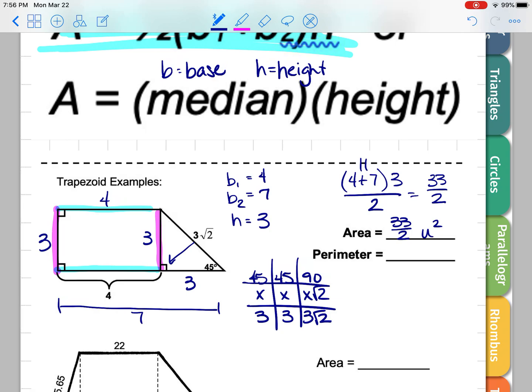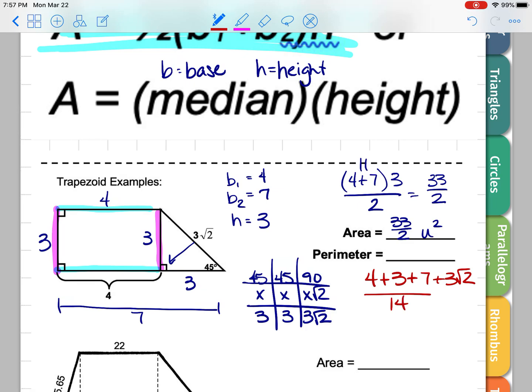And now let's do our perimeter. So again, we have to add our outside pieces. So I'm going to change my colors here. So top is 4, the left is 3, the bottom is 7, and the right side is 3 square root of 2. Well, not all of those are like terms. These 3 are like terms, which gives me 14. But I can't combine it with that 3 square root of 2.